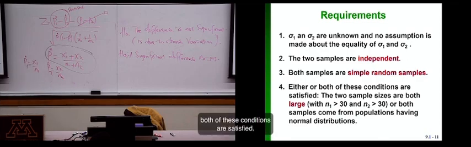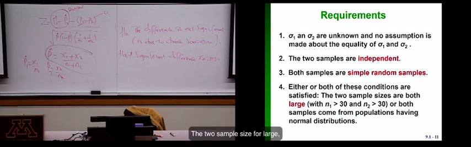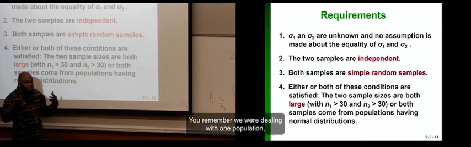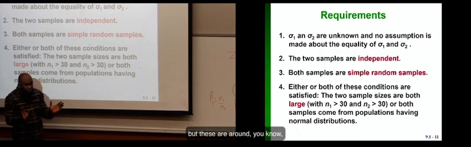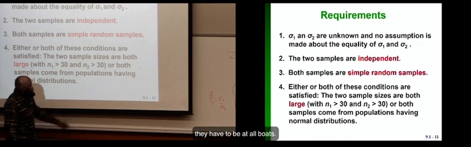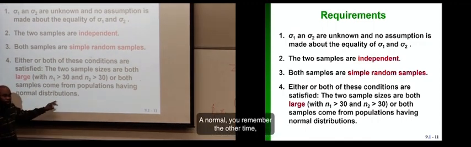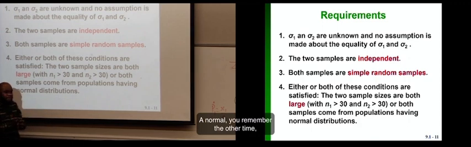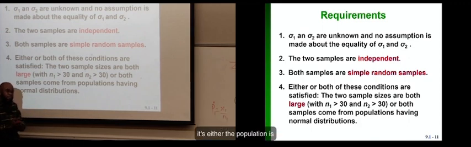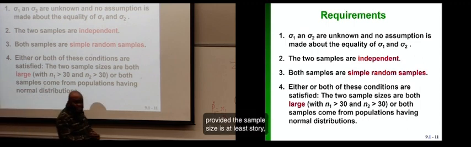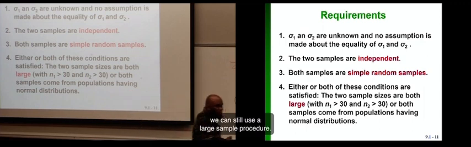Either or both of these conditions are satisfied: the two sample sizes are large, meaning at least 30. You remember we were dealing with one population, but this time around, both samples have to come from populations having a normal distribution. You remember the other time, it's either where the population is normal, or if the population is not normal, provided the sample size is at least 30, we can still use a large sample procedure.